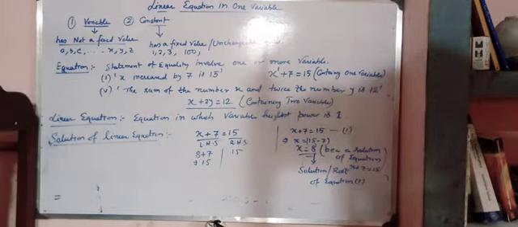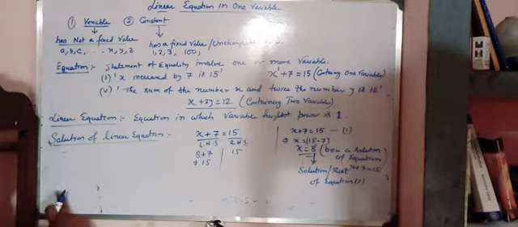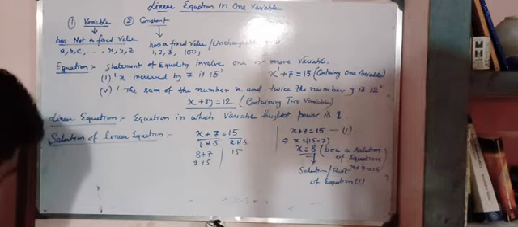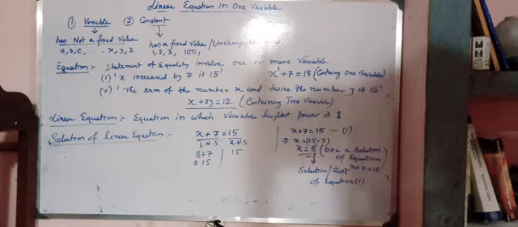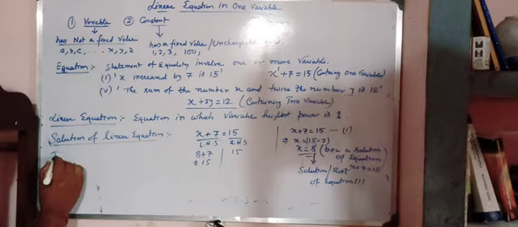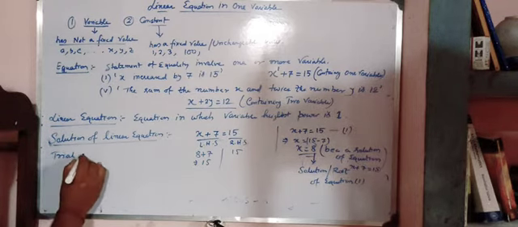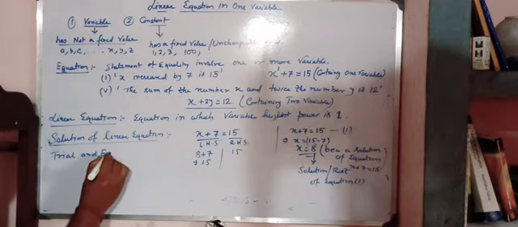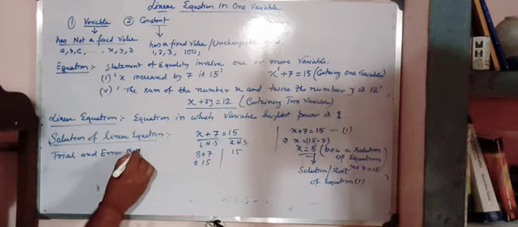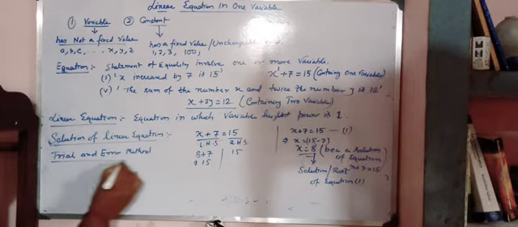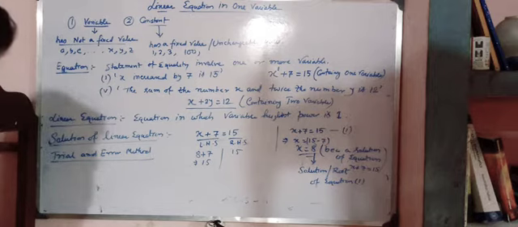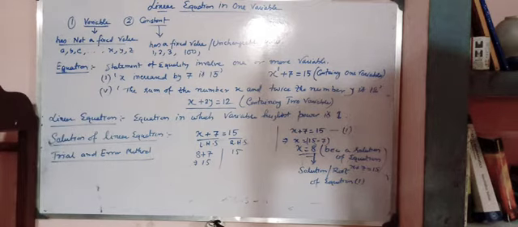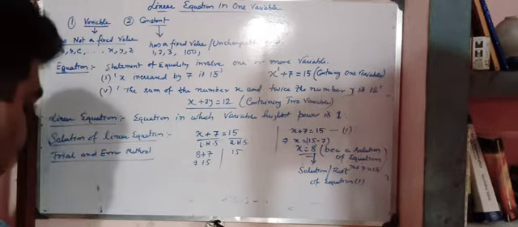Next, one topic that we have to know: solving a linear equation by trial and error method. It is given in your book, trial and error method, book example. You can see it from your book. I suggest that you take help from your book.